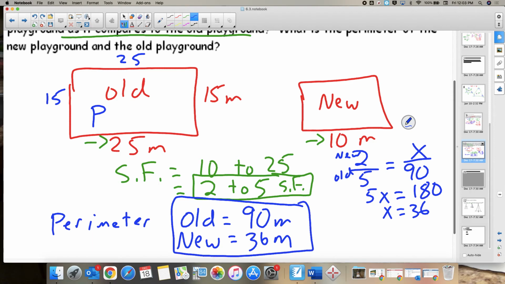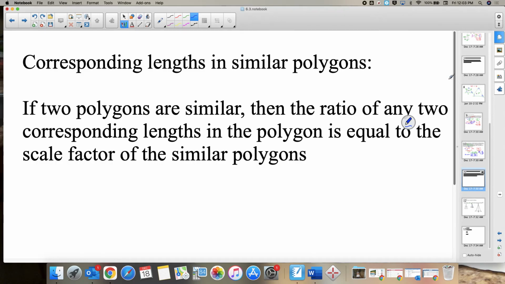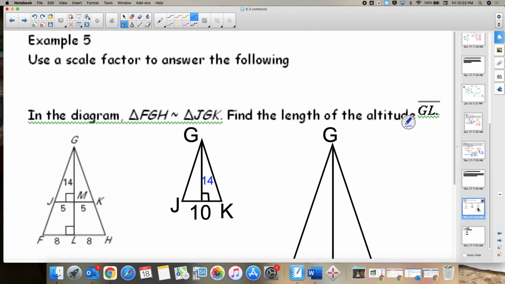All right, brings us to our last idea. We talk about the scale factor here being the same as our perimeters, being the same as our sides. That goes actually for any length you could possibly do. If two polygons are similar, then the ratio of any two corresponding lengths, an altitude, a median, a side length, a width, a length, right? Perimeter, any linear length will have that same ratio. And that's what we're going to look at here in our last example.